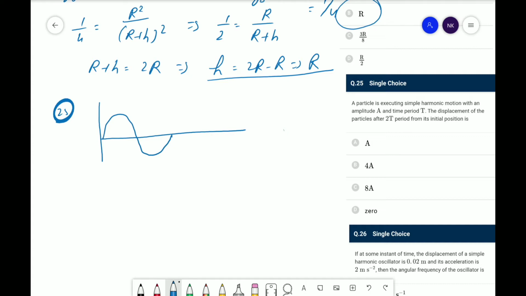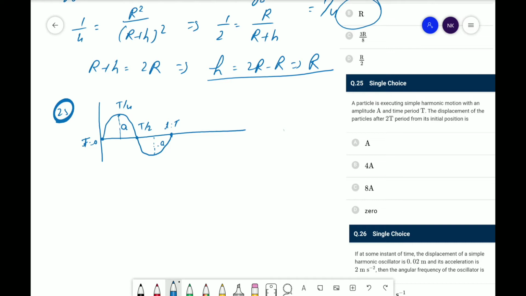So we know that this is the maximum displacement, that is known as A. This one is also maximum displacement in the negative direction, that is minus A. So initially at t is equal to 0, the displacement is 0. Now look, at t is equal to T by 4, the displacement is the maximum. Now if we talk about t is equal to T by 2, at T by 2 the displacement is again 0. In the same way, at t is equal to capital T, the displacement is 0.